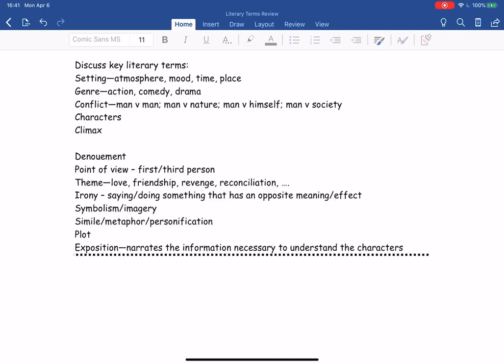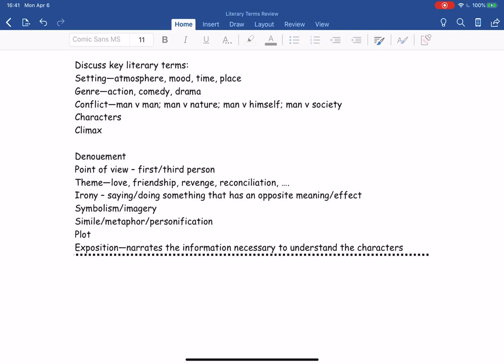So we already talked a little bit about setting. Setting is the time and the place, but also the atmosphere. In other words, the feelings created by the setting or the location, the description of the setting. Is it described in a happy way or a sad way or a tired way or an angry way? What kind of feelings do you get from the description of the time and the place? And that would be the setting.